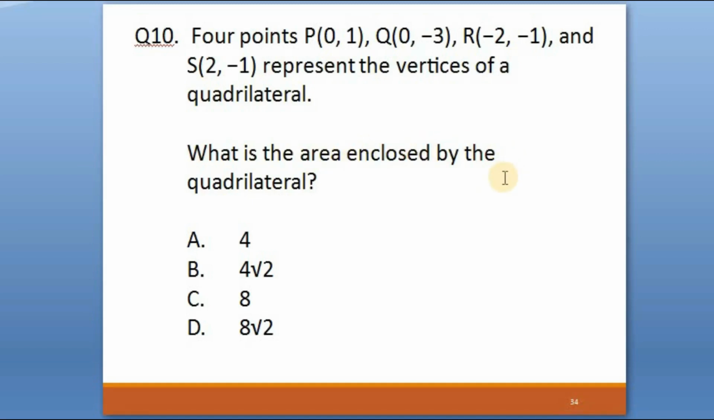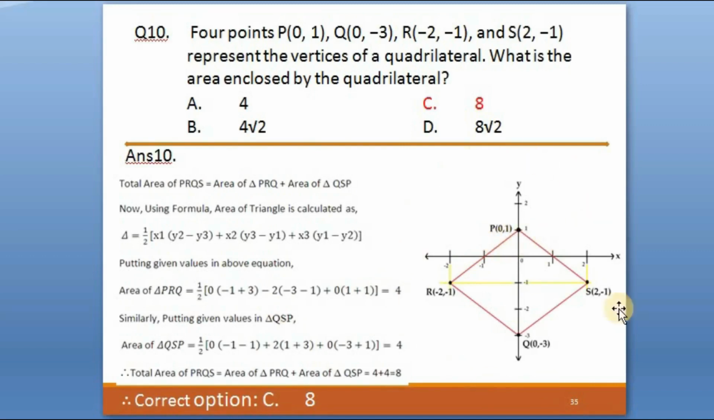So again, since vertices are given, the best method is to roughly draw the points on the x and y axis. Since P is given as 0, 1, so we'll mark a circle here, 0, 1. Again Q is given as 0, -3, so 0, -3 we will mark here. Then R is -2, -1, we'll mark here. And S is 2, -1, so 2, -1 here. So we will join these points, and by joining we have framed the quadrilateral, right?